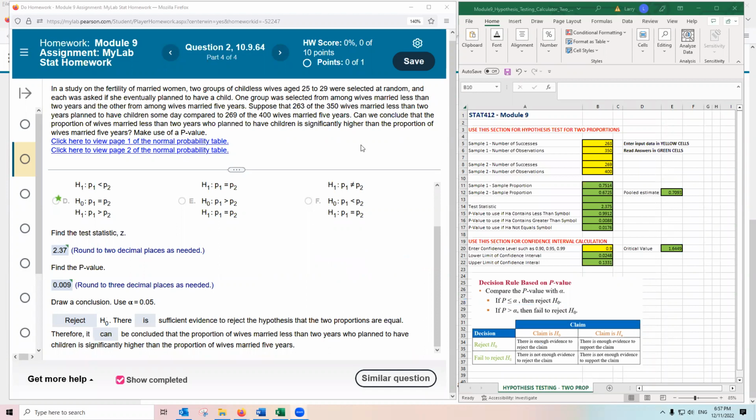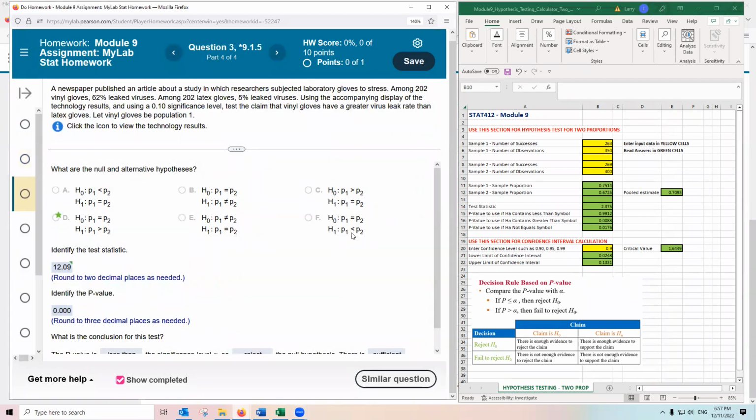All right, so again, this Excel calculator will calculate the test statistic and p-value for you. So please, check out this calculator. I'm going to post this in course announcements, so you'll have a copy available there.